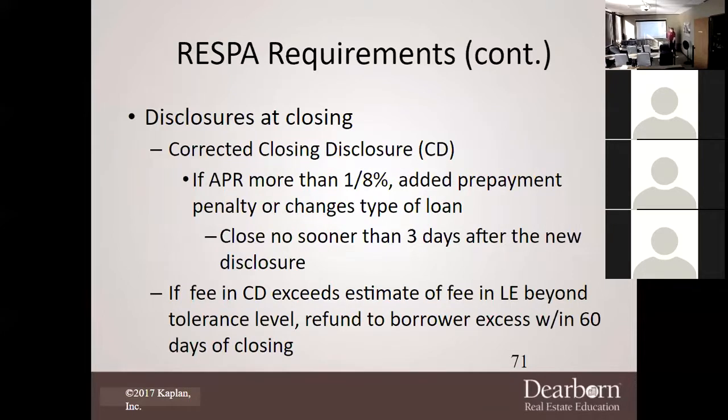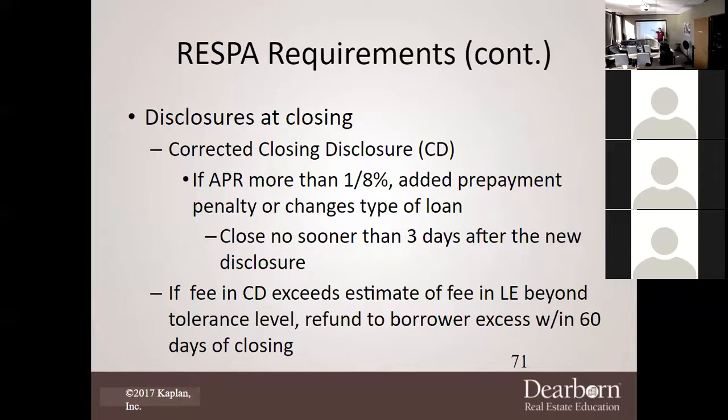Now, in regards to disclosures at closing, for the corrected closing disclosure, if the APR is going to change by more than 1/8%, did you see that? 1/8%. In this situation, or if a prepayment penalty is added, or any types of changes to the loan, they need to be closed no sooner than 3 days after the new disclosure. So in that particular situation, if you have to change the CD form, guess what happens?